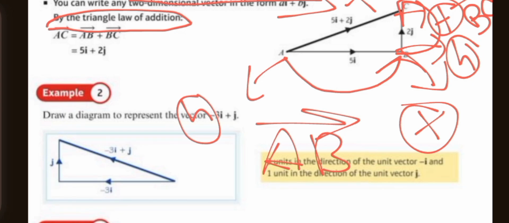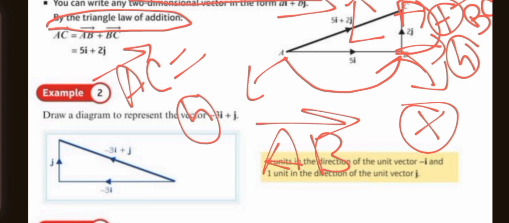And finally for the AC vector, it will be the sum of the i and j, and it would be in the opposite direction. If it had been cyclic, then it would have moved like this, but it's in the opposite direction. So we call this the resultant vector diagram.